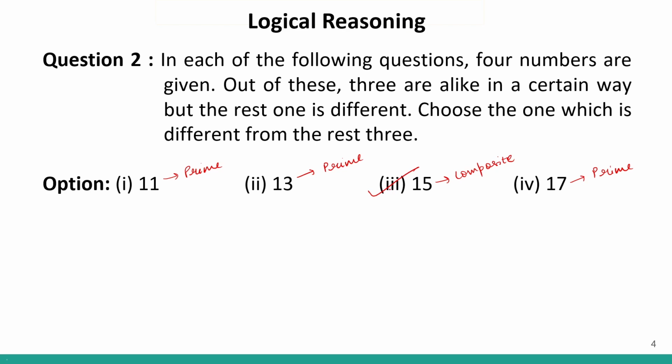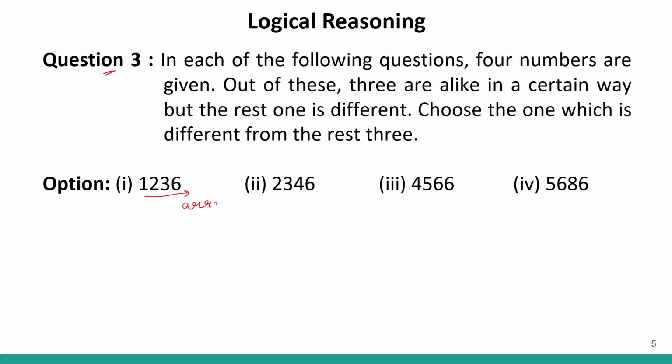Okay, now question number 3. In question number 3, I can see 1, 2, 3, 6, then 2, 3, 4, 6, then 4, 5, 6, 6 and 5, 6, 8, 6. So just by looking at the numbers, I can see these are arranged in increasing order.